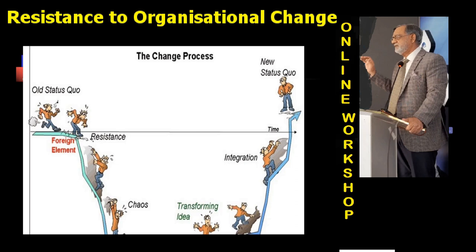So immediately we find some sort of resistance coming up, and we have discussed some ways of resisting, and we'll discuss that in detail today too. So resistance, when it builds up, turns into chaos, and then as time passes, people start foreseeing a ray of hope.